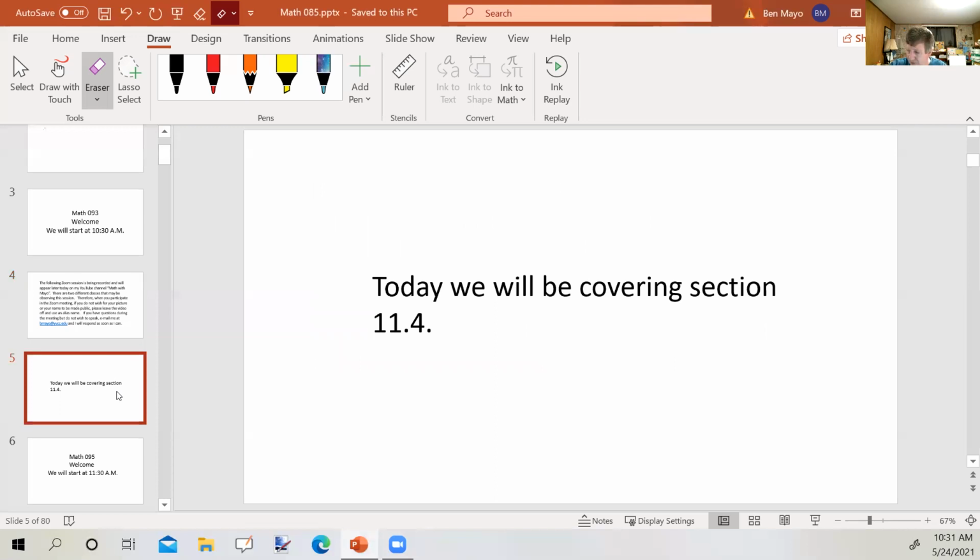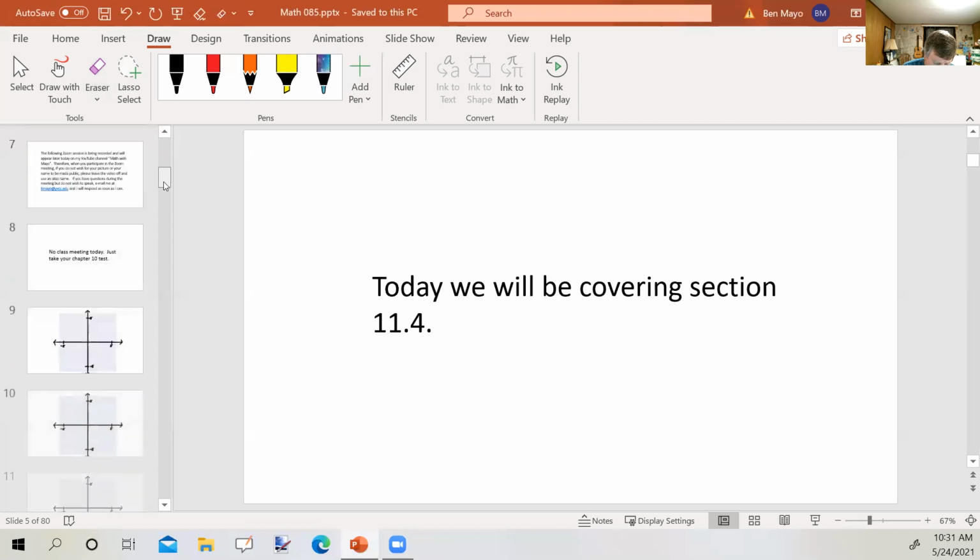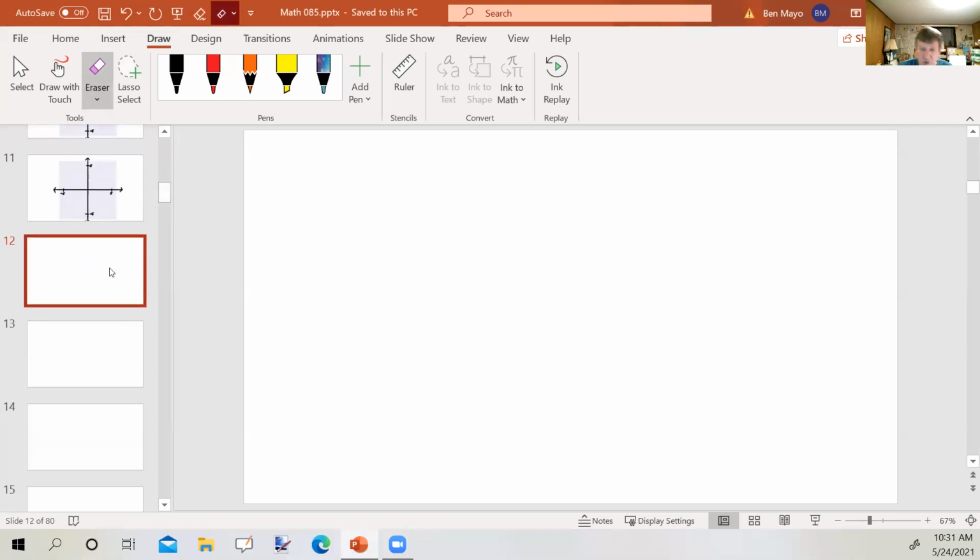So let's get started. We've been looking at exponential functions, and we're going to look at some new kinds of functions called logarithmic functions, which are related to exponential functions, as we will see. But first of all, let's say we had the following.